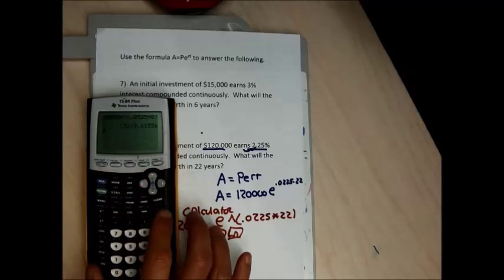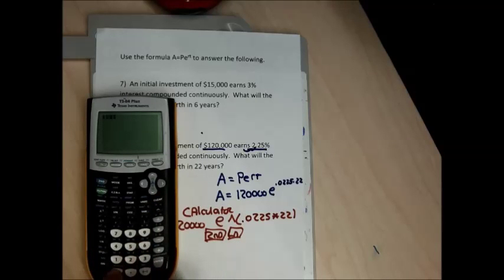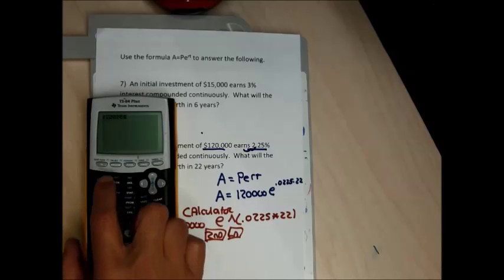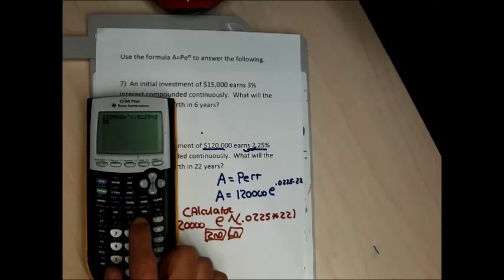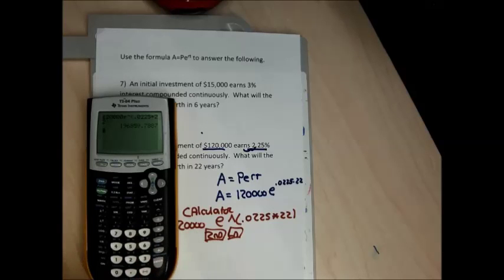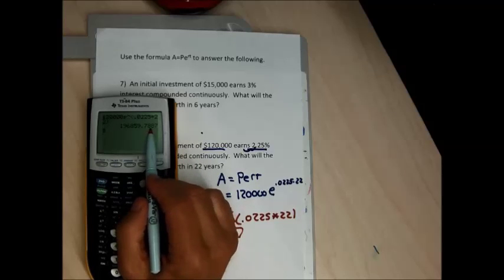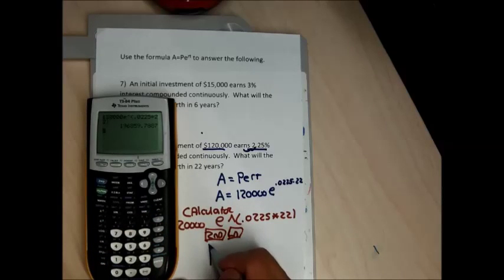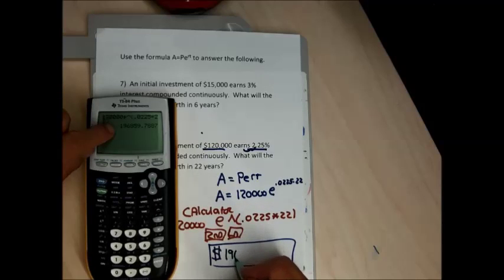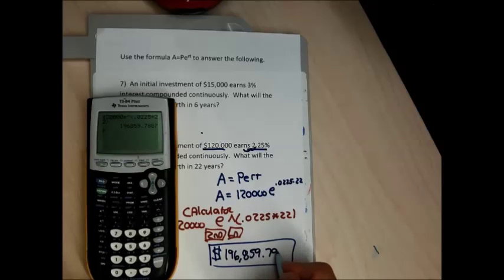So I'm going to go 120,000, make sure I get all the zeros, and then second and ln for the e, 0.0225 times 22, and the number in the second decimal place is an 8. I'm either going to leave an 8 or round it up to a 9, because the number after it is big enough, I'm going to round that up to 79 cents. So for my answer, I'm going to write in a box maybe with a dollar sign. The amount is going to be $196,859, and then I'm going to round that to 79 cents.